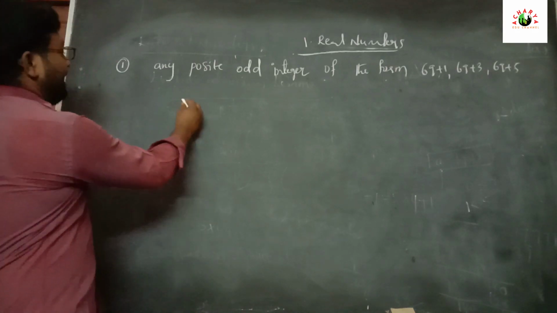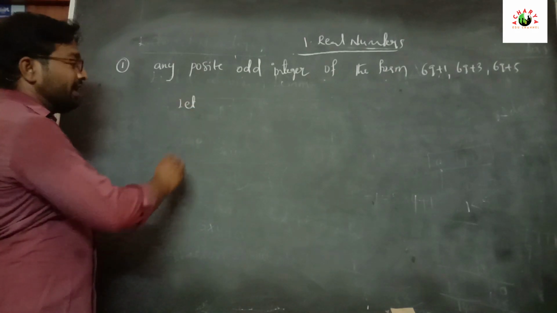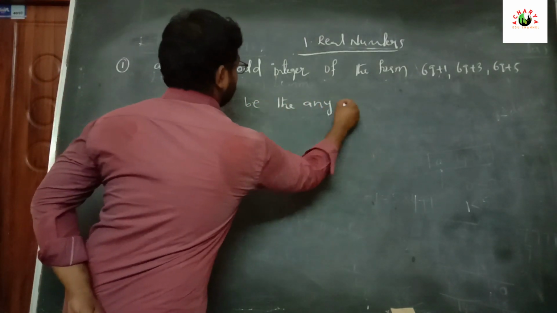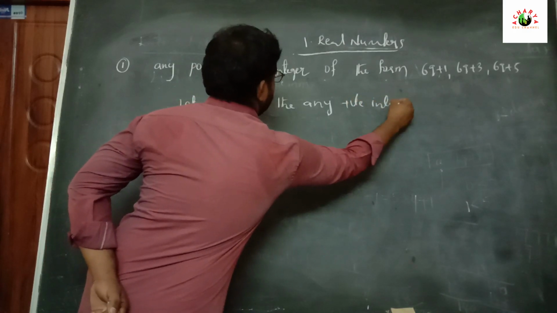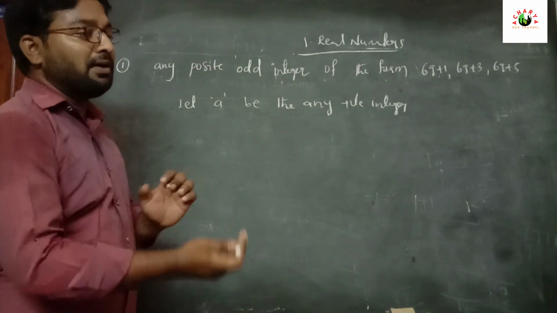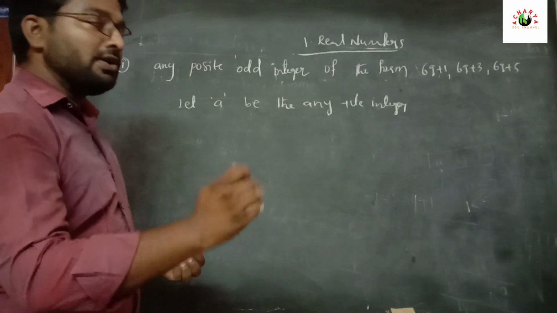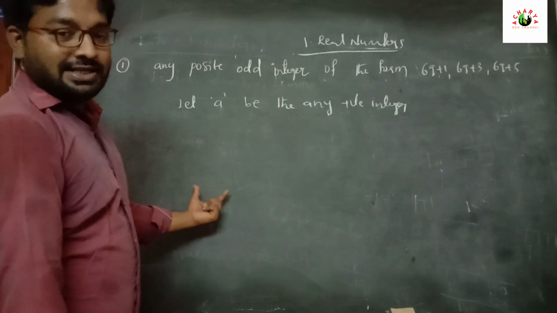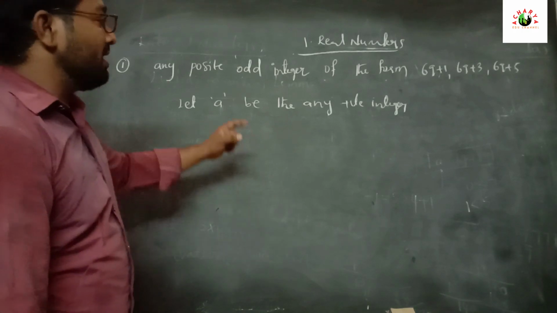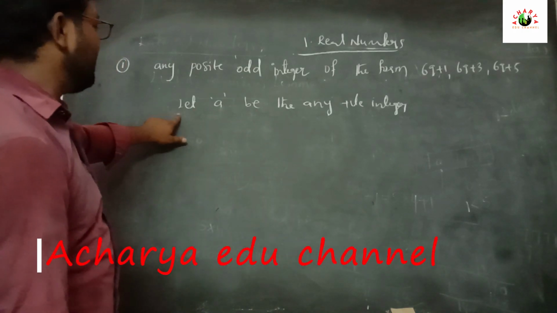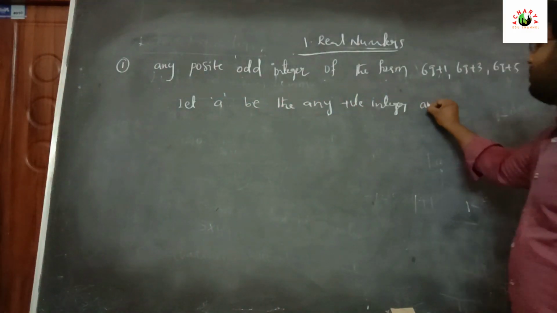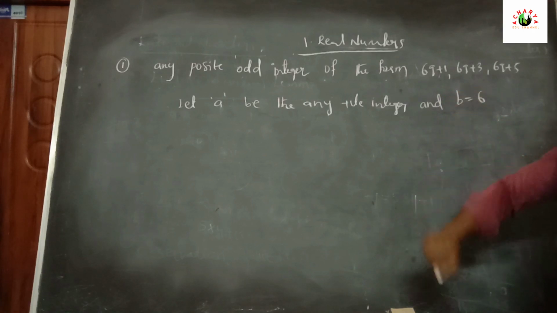Let A be any positive integer. Just now, in Euclid's division lemma, we discussed A comma B: for any positive integers A, B, there exists a unique pair of integers q comma r satisfying the condition A is equal to BQ plus R. Now we take A as any positive integer and B is equal to 6.